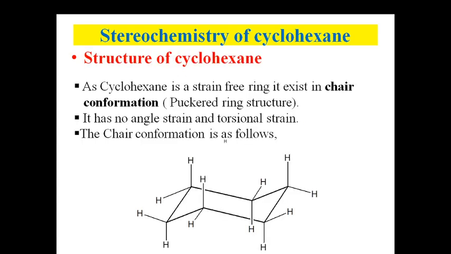Now let's see the structure of cyclohexane. As we have just seen, cyclohexane is a strain-free ring. There is no angle strain, and it exists in chair conformation, that is a puckered ring structure. So here it is, the folded or puckered ring structure. It has no angle strain as well as no torsional strain. It is the most stable, and this is known as the chair conformation.